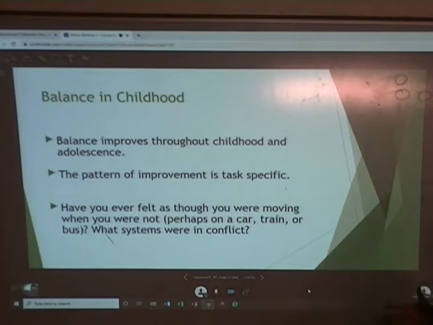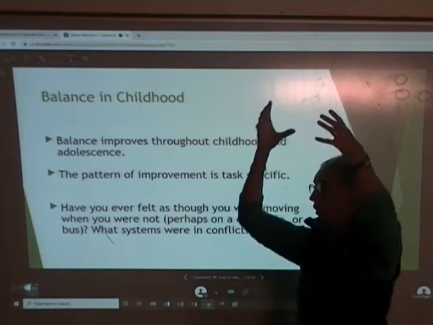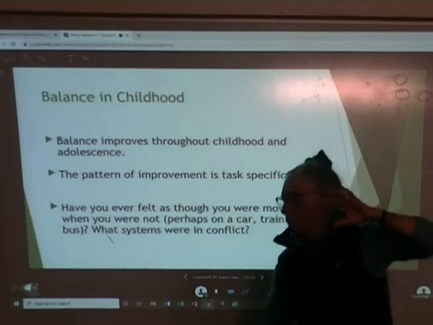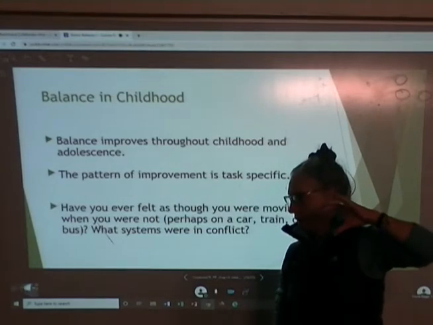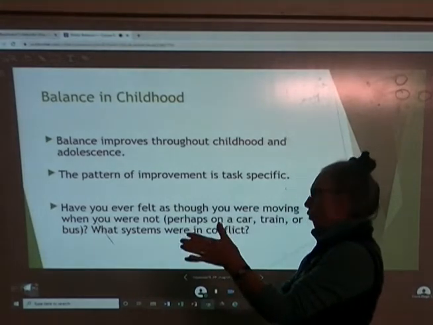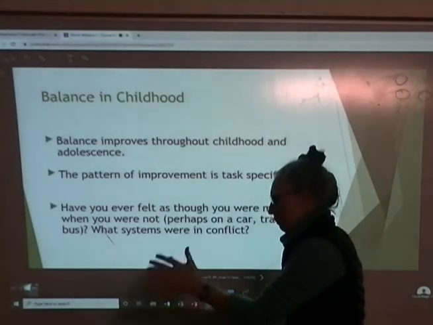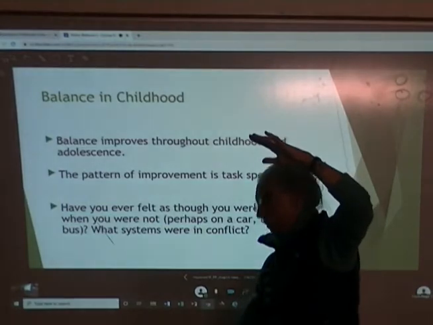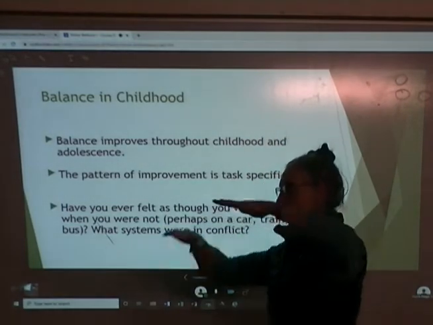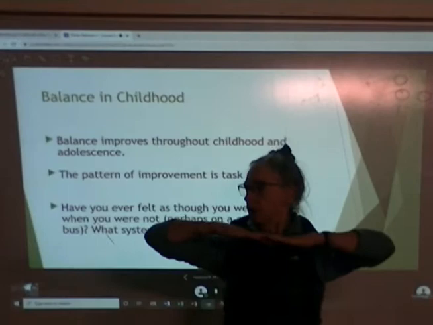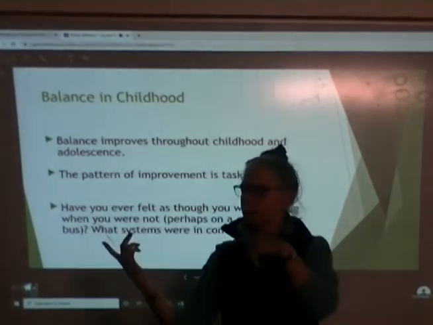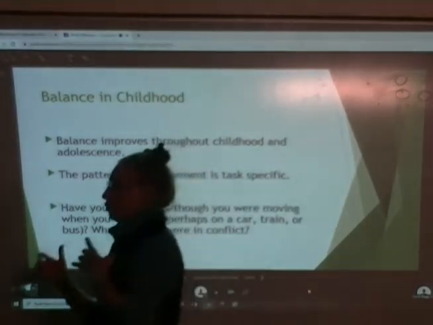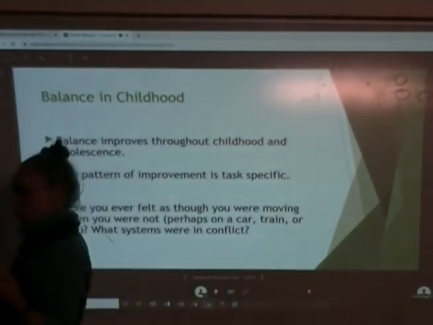But what I found very interesting was if I put them up on a regular high competitive level beam with only one crash mat underneath, the beam is exactly the same. It's 4 inches wide. The floor beam is 4 inches wide. The only difference is the floor beam is right on the floor and the Olympic level beam is about this high. And I tell them to walk along the beam. Now they can walk the whole length of the beam, jump off the beam onto the crash mat without falling off.